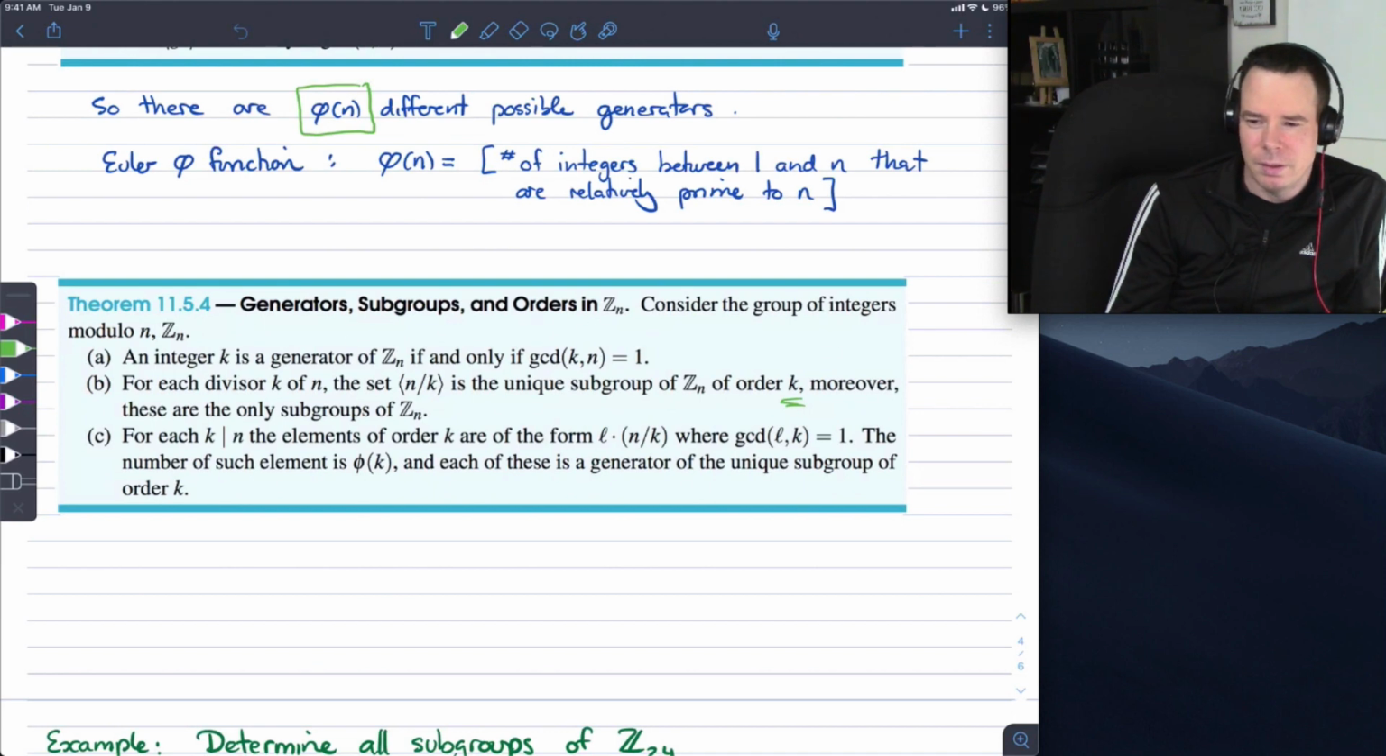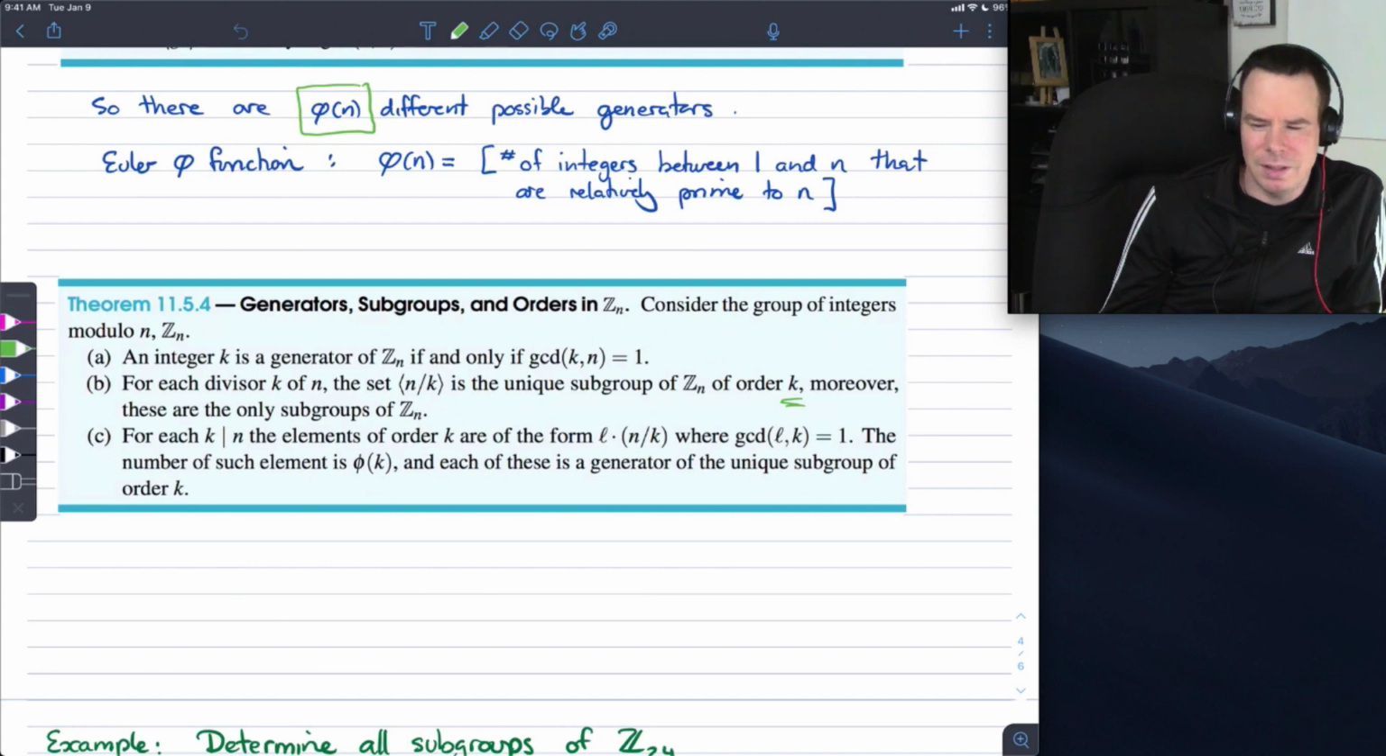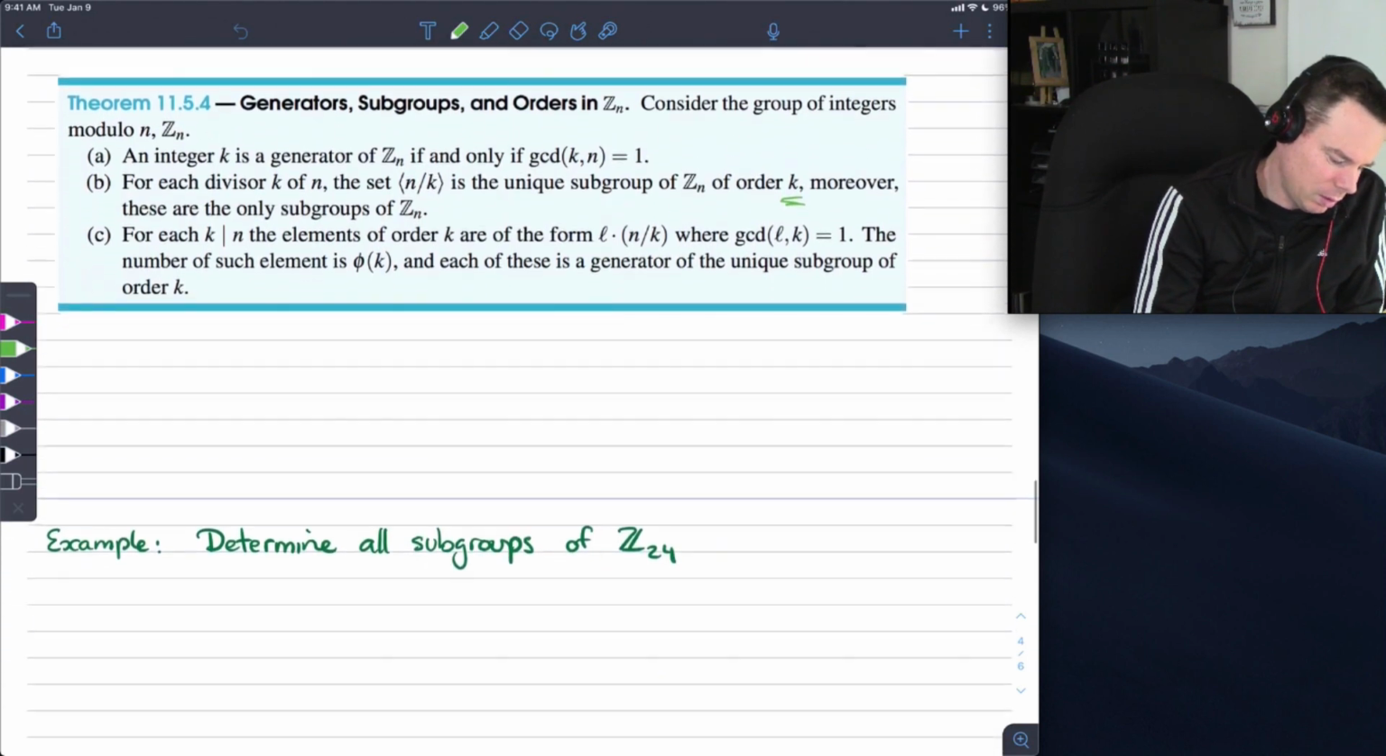Part B says that for any divisor of n, you can find a unique subgroup that has that order, that size. So if we're looking at the group of integers mod 20, because 10 divides 20, there must be a subgroup of size 10. Its generator is given by the number 20 over 10, or 2. So 2 generates a subgroup of size 10 in that case. We'll do some examples of this next. Part C is a little more cumbersome to write, but it's best to look back at it after we've done an example to see what it's actually saying.